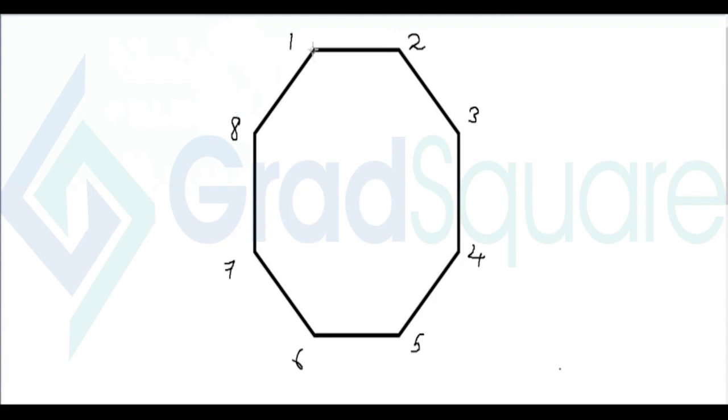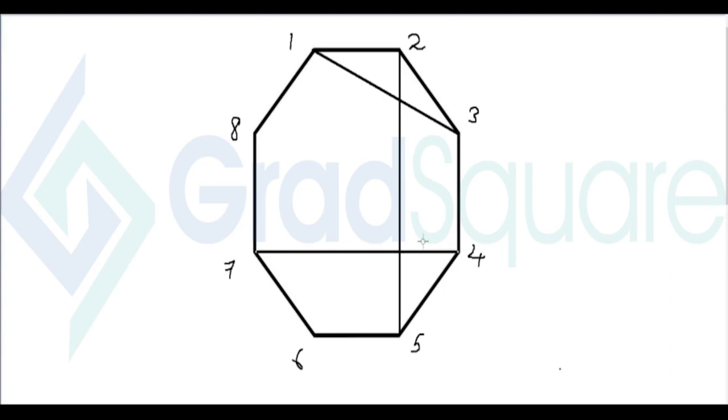So 1, 3 is also a diagonal, 2, 5 is also a diagonal, 4, 7 is also a diagonal, right? All these are diagonals because I'm joining two vertices which are not adjacent to each other. Now, in regular polygons, some diagonals will be of the same length, some will not. And generally speaking, it's very simple to figure out which two diagonals are equal in length and which two are not.